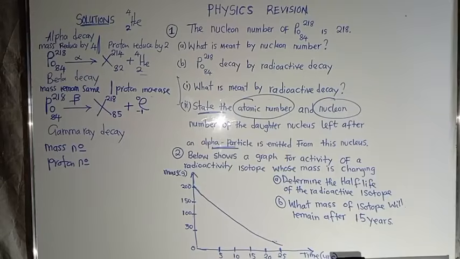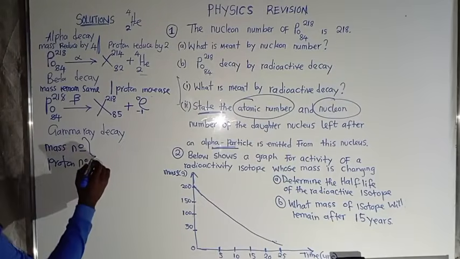What you need to know is that when it emits, the mass number remains the same. The atomic number too. The mass number and atomic number remain the same. Mass number 218, proton number 84. So it is just remaining the same. So everything automatically remains the same. This is what you need to know.